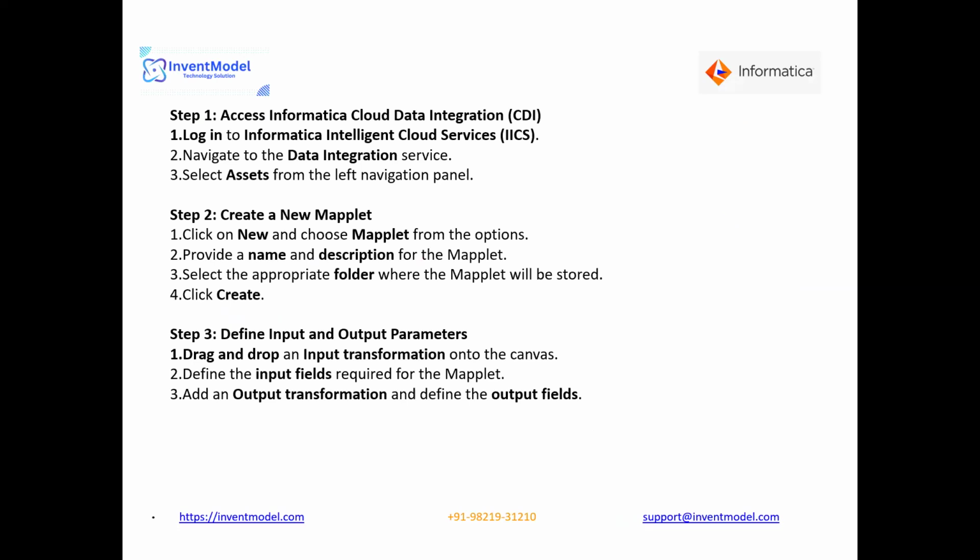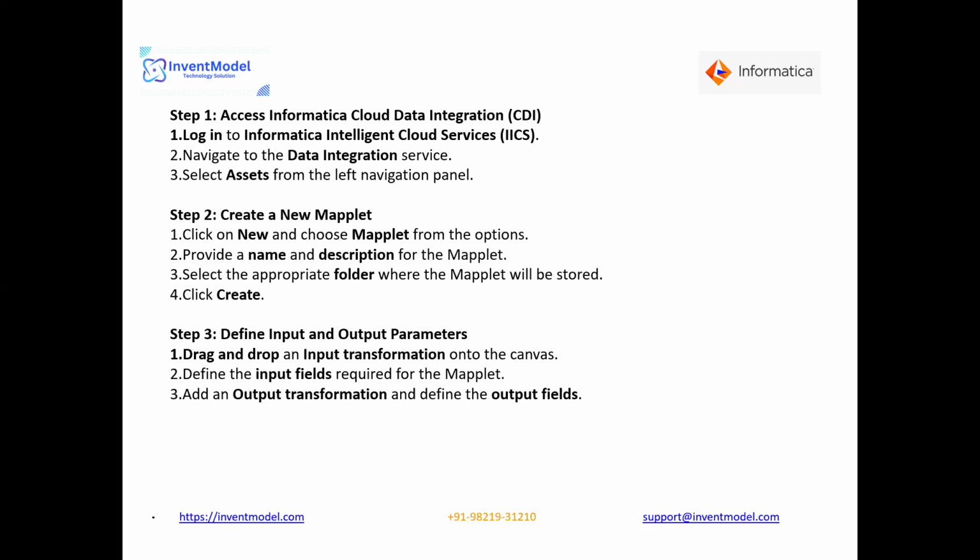The first step is, first we need to have access to Informatica Cloud Data Integration, that is the CDI services. After that, we need to log in to Informatica Intelligent Cloud Services, that is IICS. Next, you navigate to the data integration services, and then you select the access from the left navigation panel. So these are the steps that we have to follow. Right now we don't have the screenshot of it, but we have attached the screenshot in a later slide, so you'll get to know.